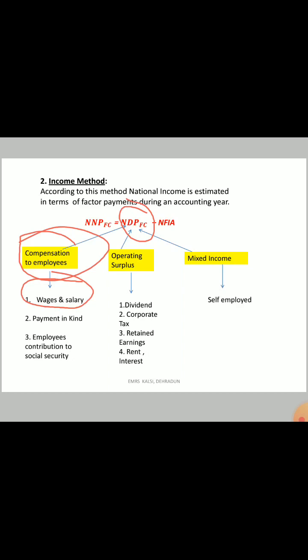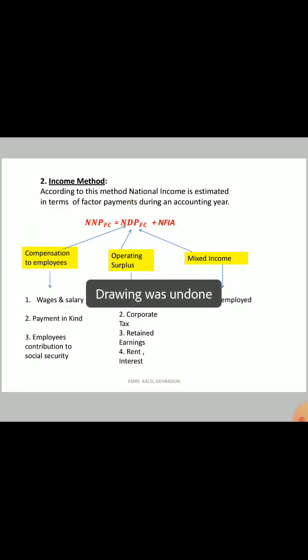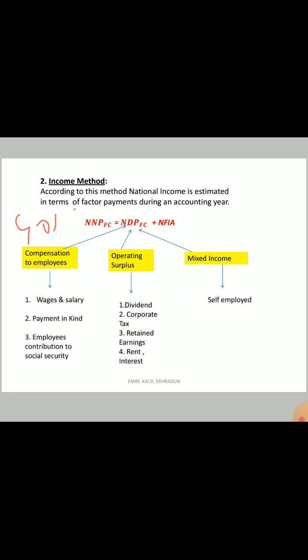For example, suppose my salary is 40,000. This 40,000 will not be given to me in the form of cash. It will be broken down into various other things. Out of this, 30,000 I am getting in my bank account.